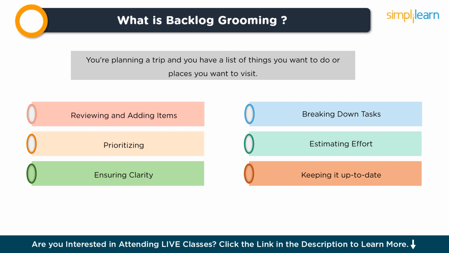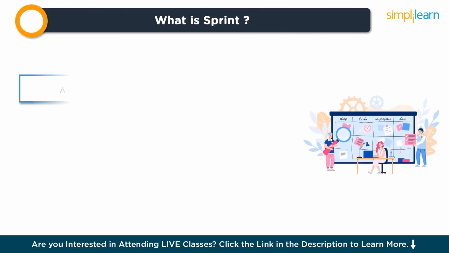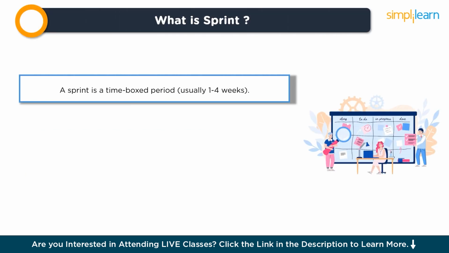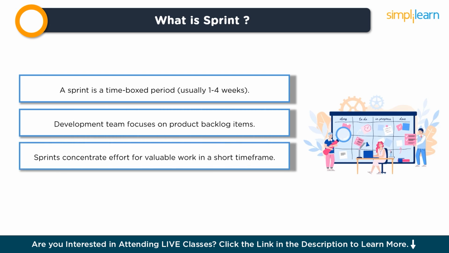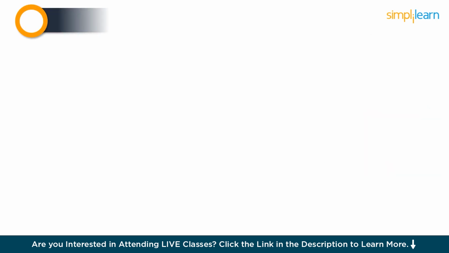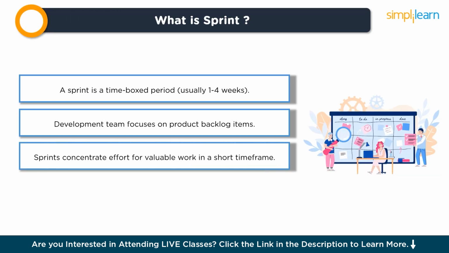Alright, so after that, as the project progresses, the team selects items from the top of the product backlog to work on during each development cycle called a sprint. Now, what is a sprint? A sprint is a time box period, usually 4 weeks, during which the development team works on a set of items from the product backlog to create a potentially shippable product increment. Sprints provide a focused, concentrated effort to deliver valuable work within a short time frame.